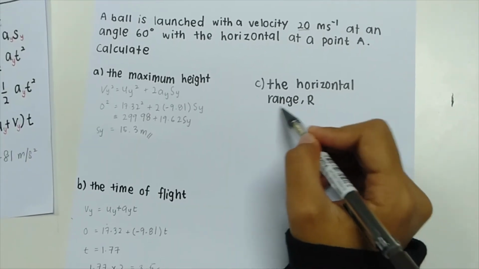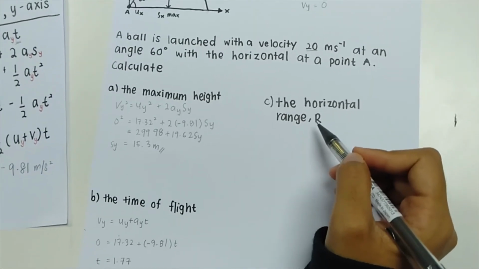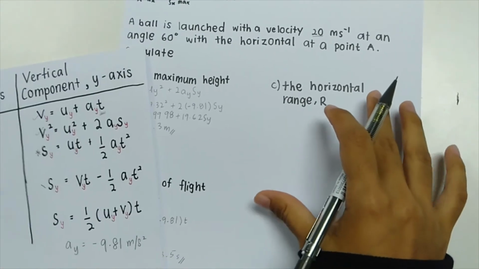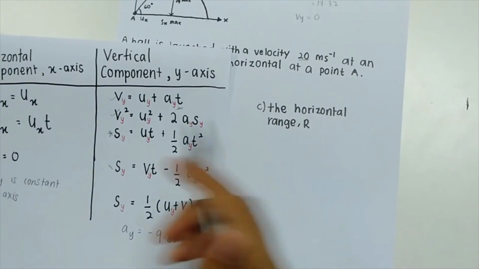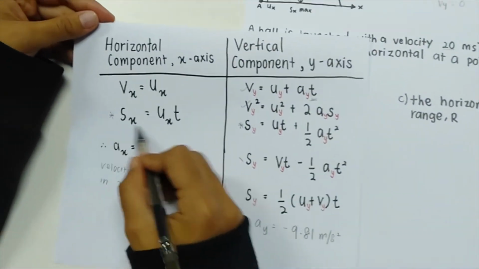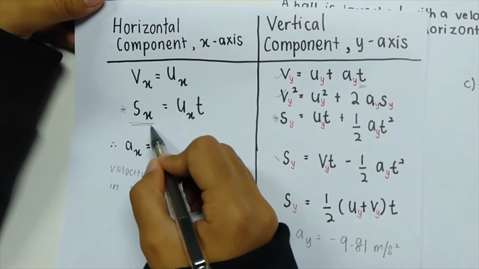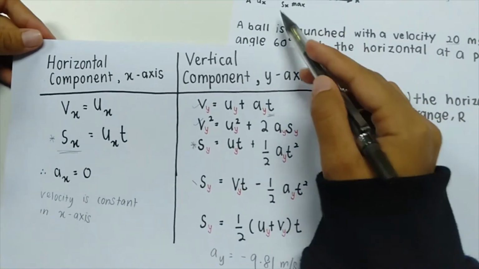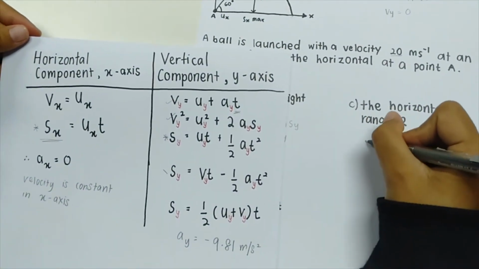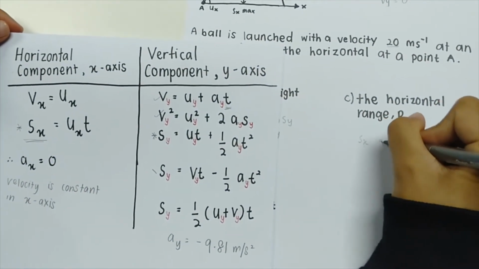C, the horizontal range. This is an easy question. We just take this equation because Sx means the horizontal range. So just copy the equation.